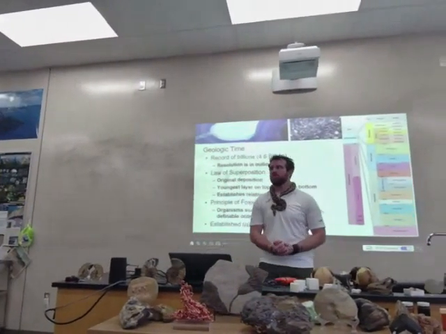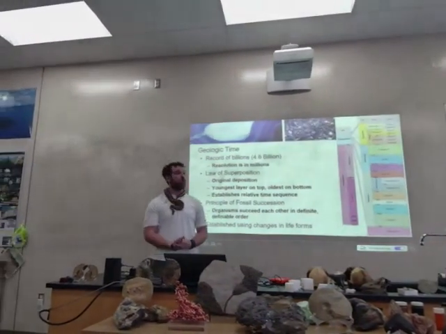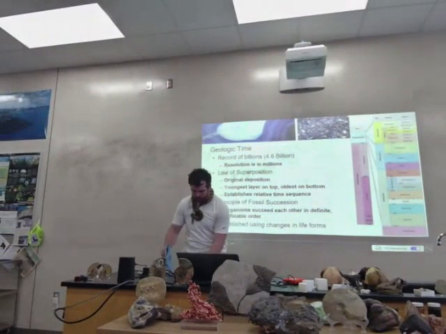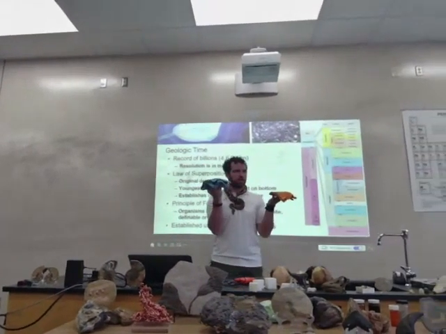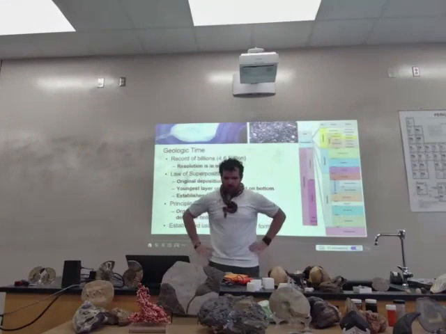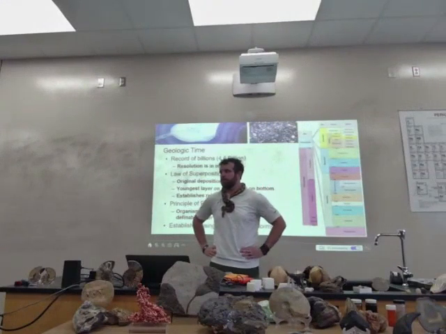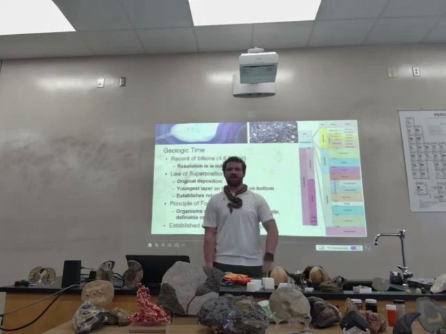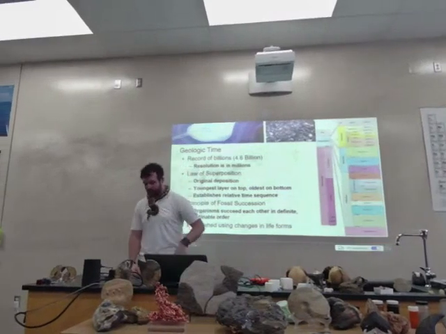The first one is the law of superposition. The law of superposition basically states that the oldest thing is the thing on the bottom. Let me demonstrate this real quick. Blue cloth, orange cloth. Which one was there first? Blue. How do you know? It was at the bottom. It's under the orange cloth. And that's the law of superposition. Check. Got that one done. Whatever is on bottom is oldest. Whatever's on top is youngest. Okay?